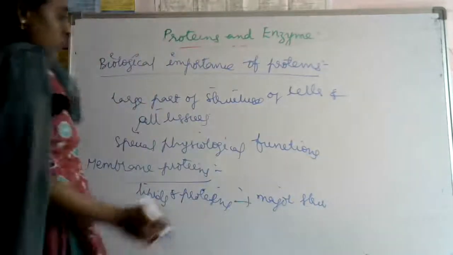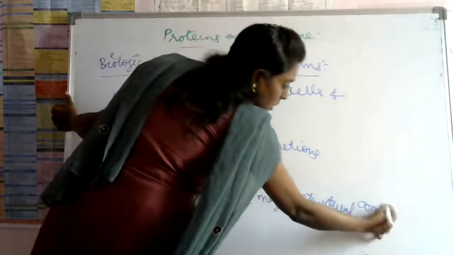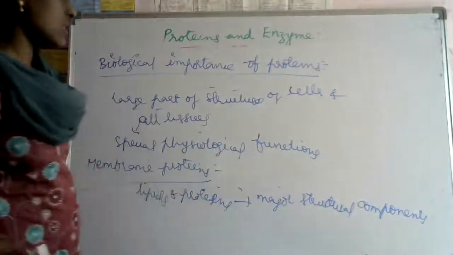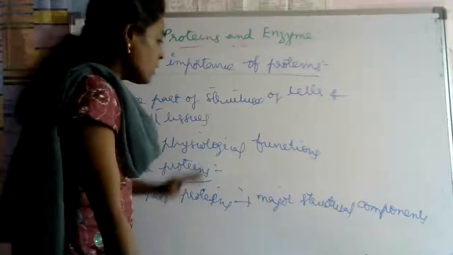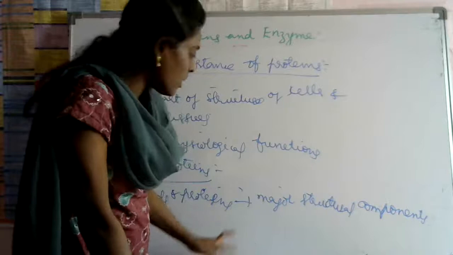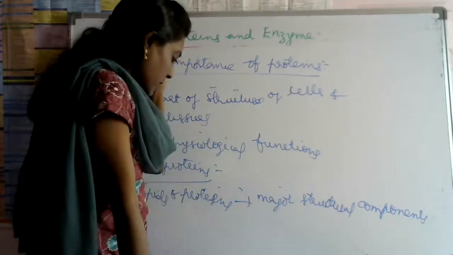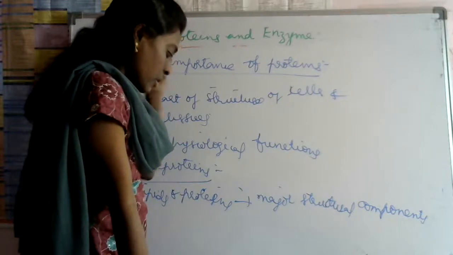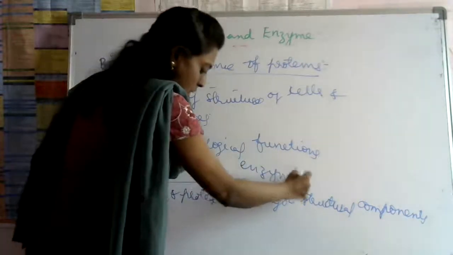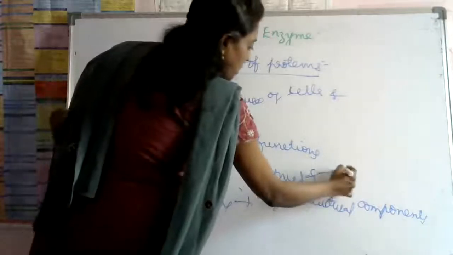Major structural components are nothing but lipids and proteins. So what are the major structural components of this cell? It is nothing but lipids and proteins. Lipids and proteins are integral parts or peripheral parts. So many enzymes and coenzymes. Enzymes are associated with this cell membrane.